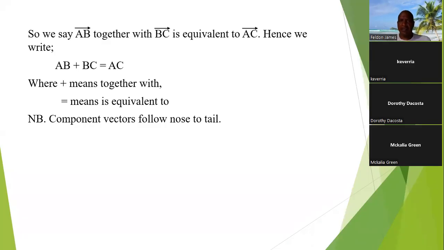All right, guys. So as we were saying before the interruption from the Zoom, we need to first think of the plus sign as meaning "together with," and the equal sign means "is equivalent to." And ensure to look at the component vectors to see whether or not the nose of one vector is going into the tail of the other vector, right? And as I was saying, we'll see how to treat with these when we're doing an example. We have several examples that we can look at.